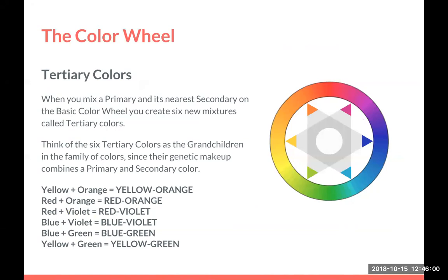And, you know, they didn't get very unique with the color names. Yellow and green is yellow green. Yellow and orange is yellow orange. Red and orange is red orange. Red and violet is red violet, and so on and so forth.